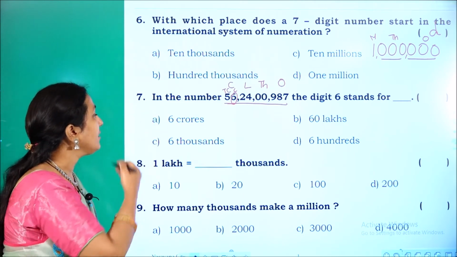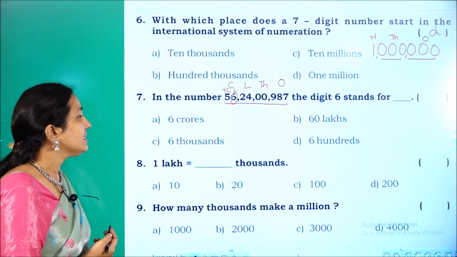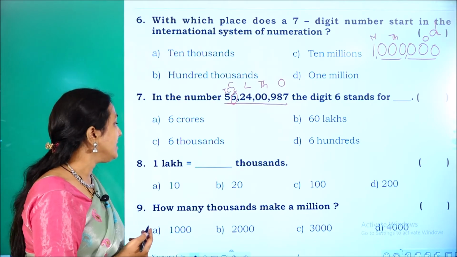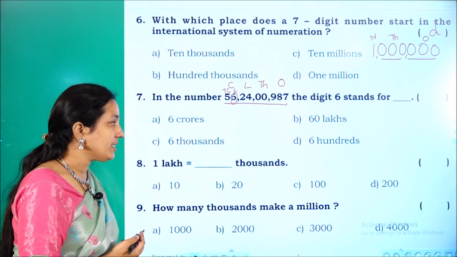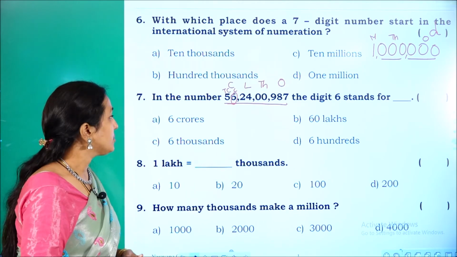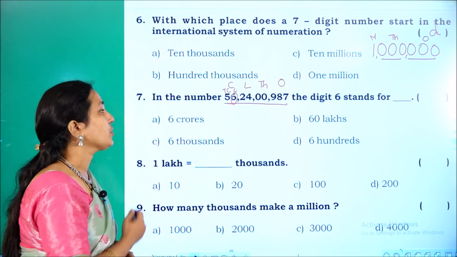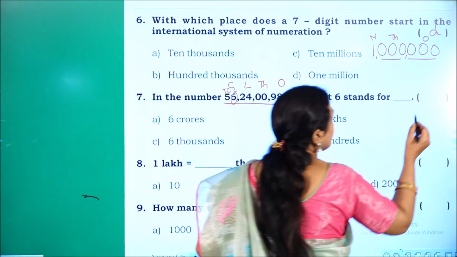So what are the given options? Option A is 6 crores, option B is 60 lakhs, option C is 6,000, option D is 600. So in the given number, the digit 6 stands for 6 crores. Our required option is A.